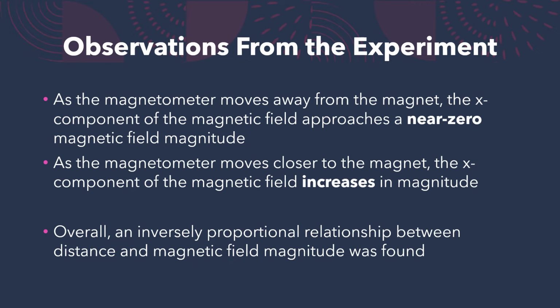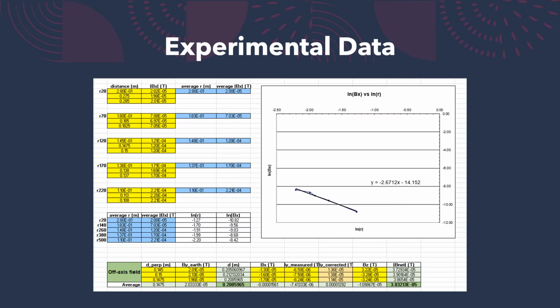Some observations from the experiment: as the magnetometer moves away from the magnet, the x component of the magnetic field approaches a near zero magnetic field magnitude, and as the magnetometer moves closer to the magnet, the x component of the magnetic field increases in magnitude. Overall, there's an inversely proportional relationship between distance and magnitude.